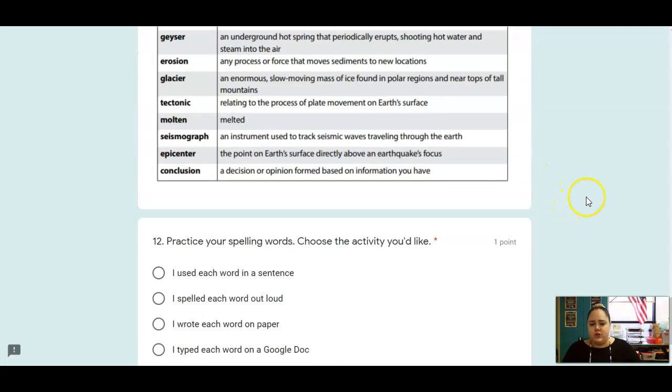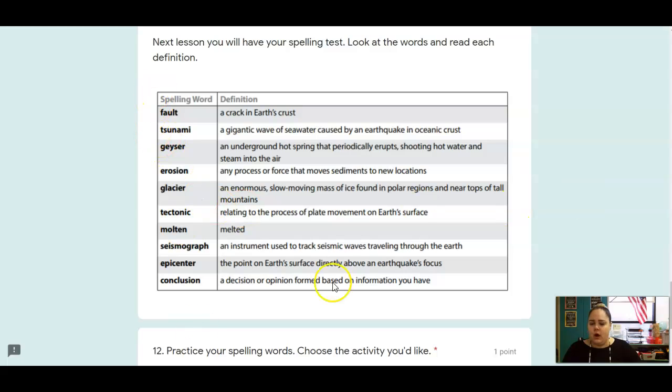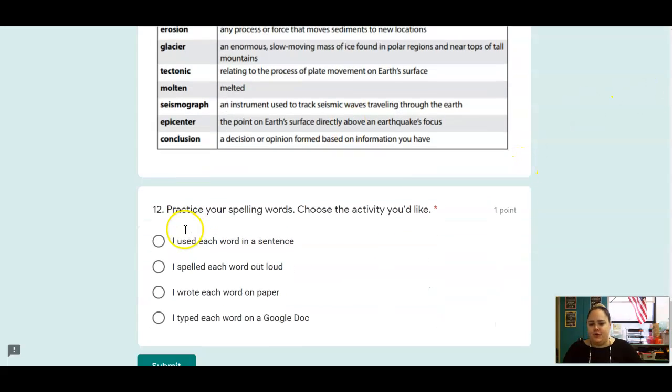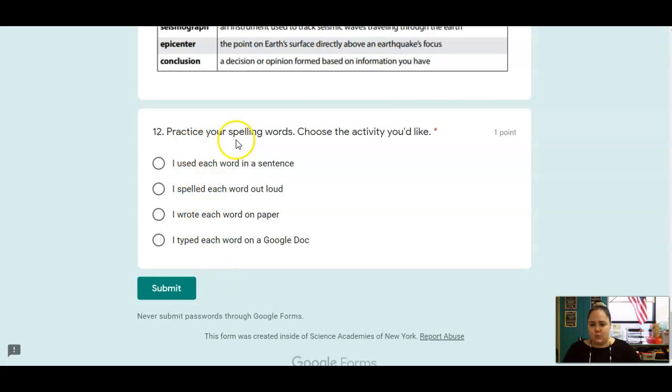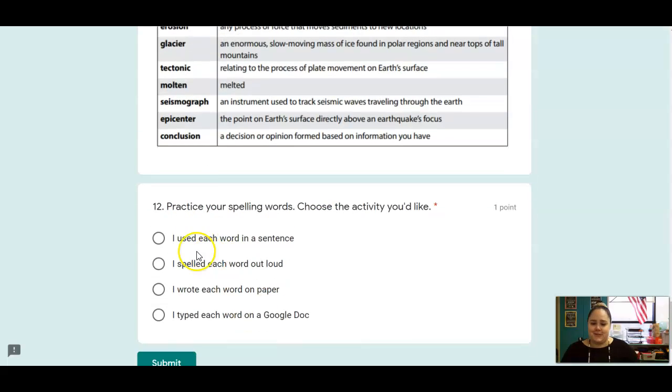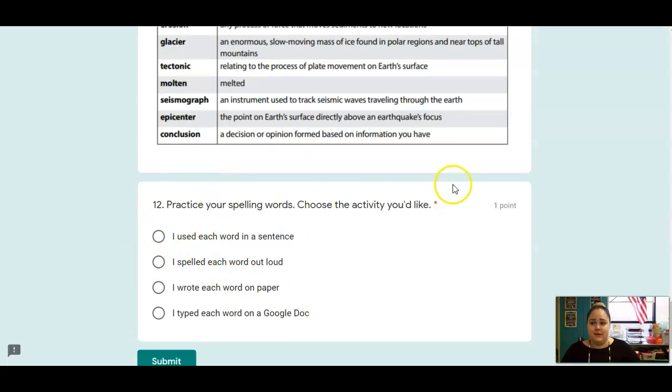And to end it, we're going to do just a little bit of spelling practice. So here are all of your spelling words that you are going to have an assessment on next lesson. So make sure that you are studying these. And then you're going to choose one way to practice these words. So did you use each word in a sentence? Did you spell each word out loud? You can write each word on paper, or you can type it into a Google Doc. So pick one way you would like to study your words. You are taking that assessment tomorrow, so please make sure you actually do this step and you study those words.